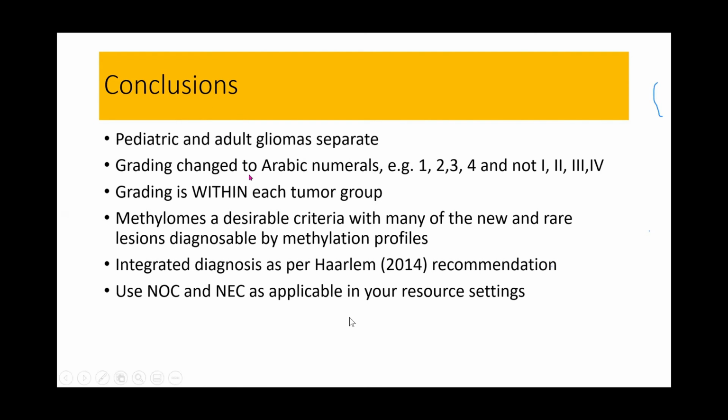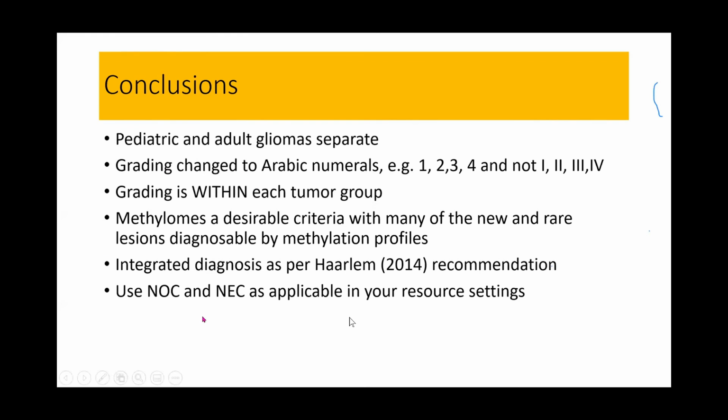In the nomenclature, in WHO grading, we have adopted Arabic numerals as in all WHO tumor classifications. The grading of each tumor is within each tumor group. So astrocytoma will have its own grading, astrocytoma 1, 2, 3, 4. We no longer use the terms atypical or anaplastic.